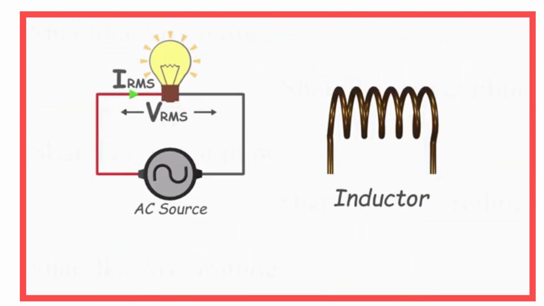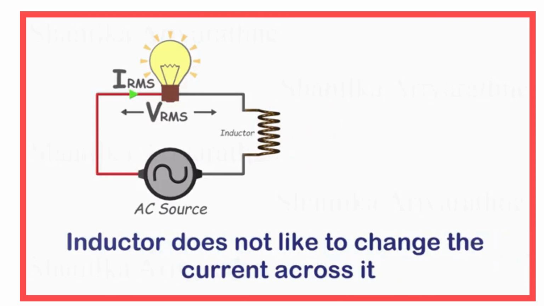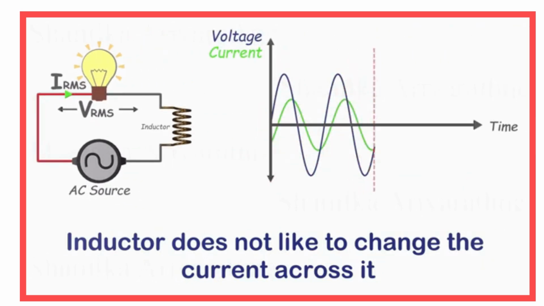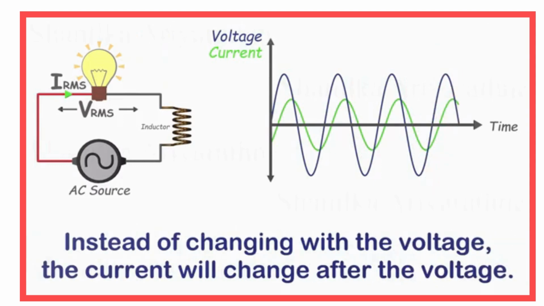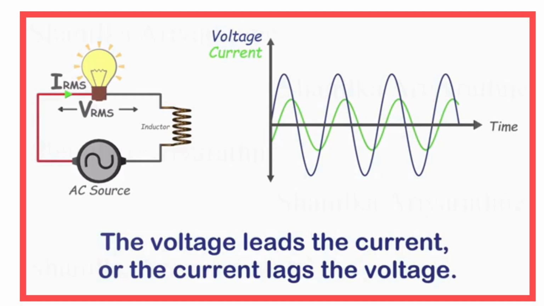Let's introduce an inductive reactance to this circuit by connecting an inductor in series with the light bulb. Now, what will happen? We know that the inductor does not like to change the current across it. So instead of changing with the voltage, the current will change after the voltage. In this scenario, we can say the voltage leads the current, or the current lags the voltage.